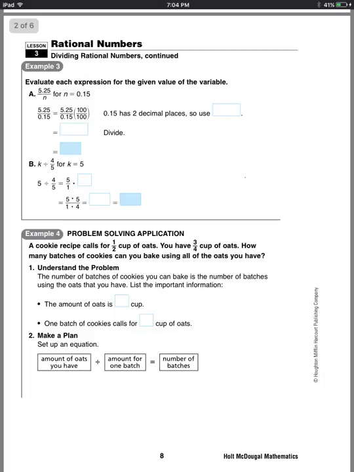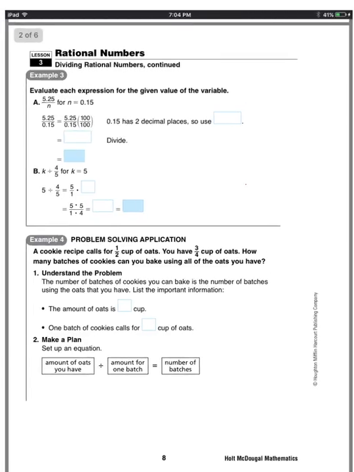So 5.25 over n for n equals 0.15. So if you notice here, let's go with green. If you notice here, instead of n, they have 0.15.